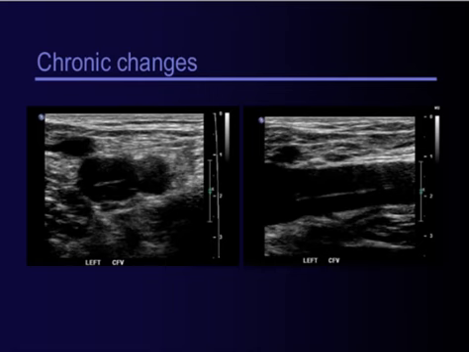Here's an example of webbing or synechia. They may present as fine linear structures within the lumen of the vein. The difference between this and a valve is that synechia may traverse the entire lumen of the vein or may extend for longer distances than a typical valve.